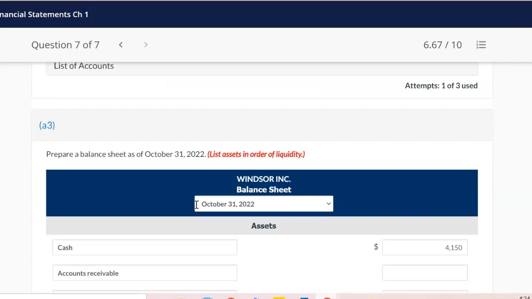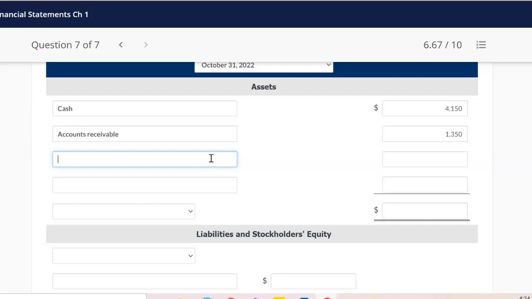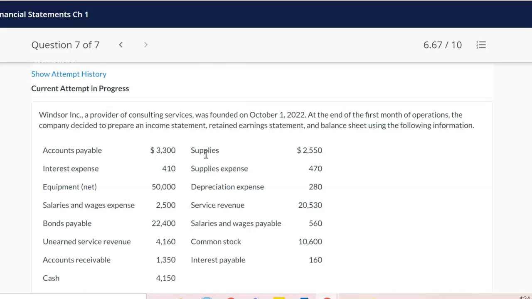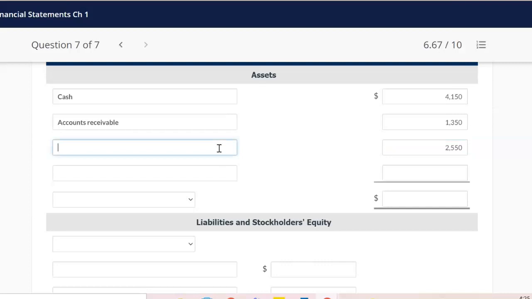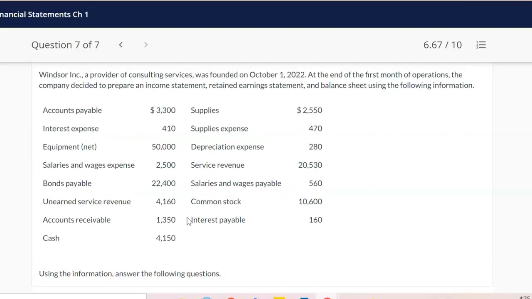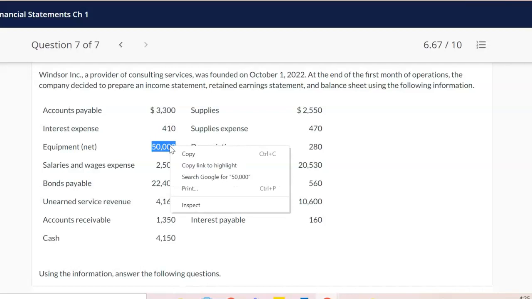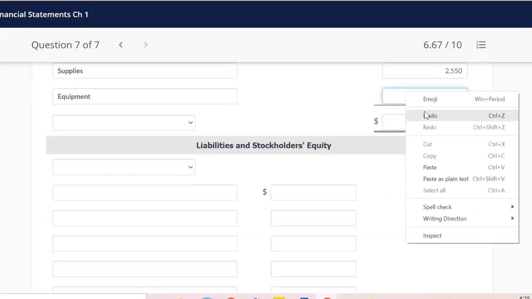Okay. Now let's go back up. I don't know what else is there. Supplies? Yeah. Now this is the assets: supplies, accounts receivable, the supplies, and then equipment. Yeah. And you got the number in there. Okay, equipment. There you go. You're getting real good at this. Going back, get the equipment. Right there, 10,000, 50,000. Okay. Now that's all the assets.